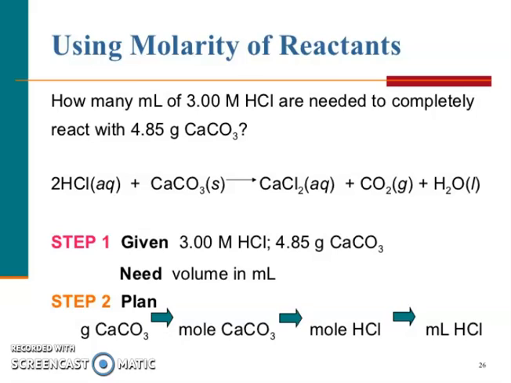Using molarity of the reactant, how many milliliters of 3.00 M HCl are needed to completely react with 4.85 gram calcium carbonate? The equation is 2 moles hydrochloric acid reacts with 1 mole calcium carbonate and gives calcium chloride, carbon dioxide, and water. Step 1, given: 3 M HCl, 4.85 gram calcium carbonate, need volume in milliliters. Plan: gram calcium carbonate, mole calcium carbonate, mole hydrochloric acid, and milliliter hydrochloric acid. These are the steps you have to go through.